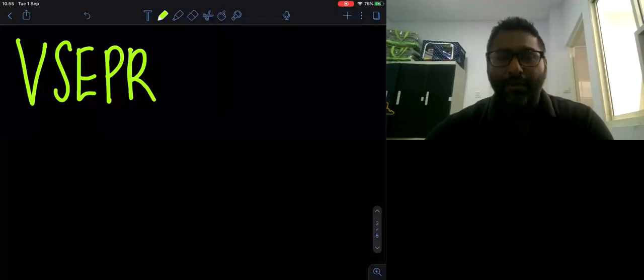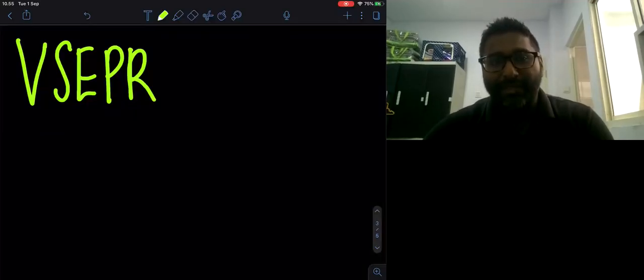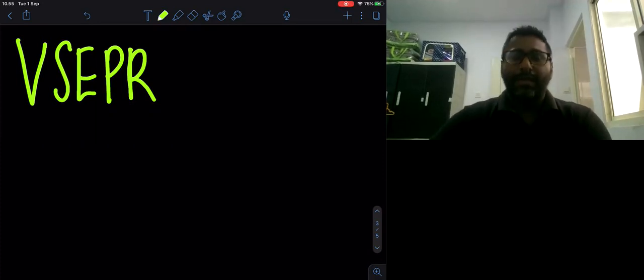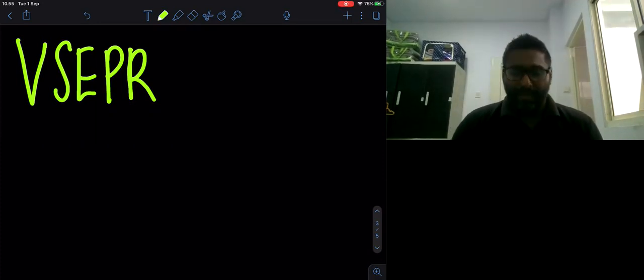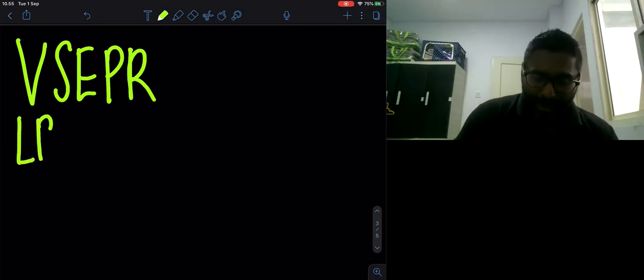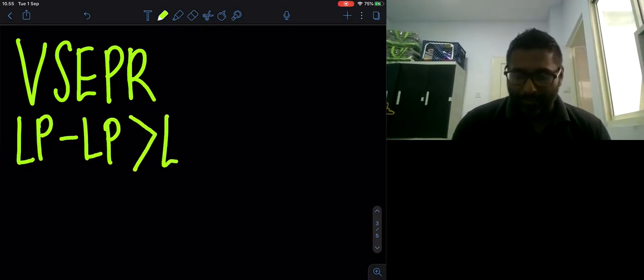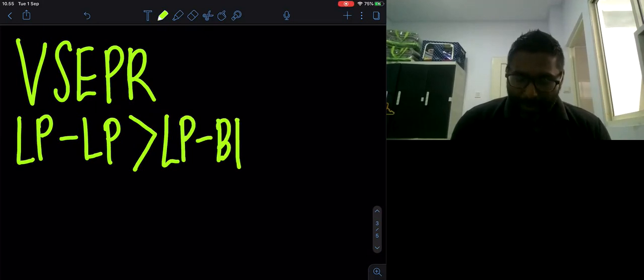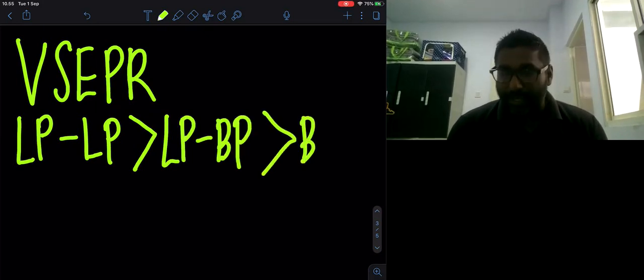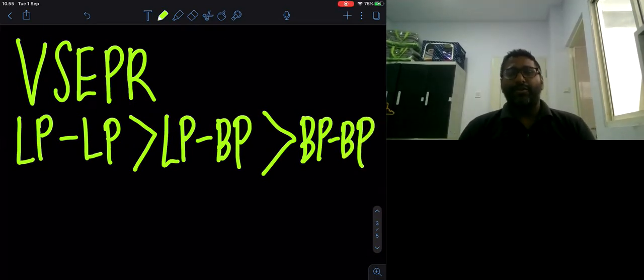Lesson on this. Okay, so VSEPR is valence shell electron pair repulsion theory. What is going to be so important about this is we need to know that lone pair and lone pair repulsion is greater compared to lone pair and bonding pair, and it's greater compared to bonding pair and bonding pair. This is the main thing that you need to know about VSEPR theory. It means the repulsion is going to be greater. Now let's look at some examples.